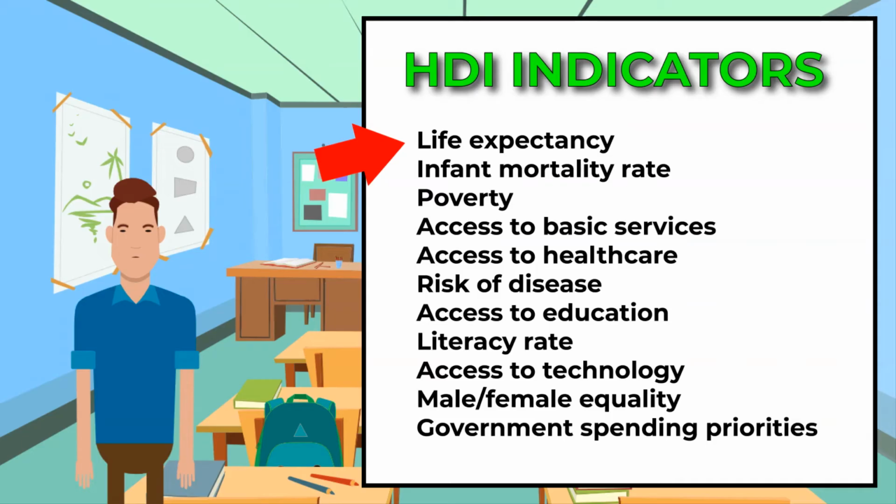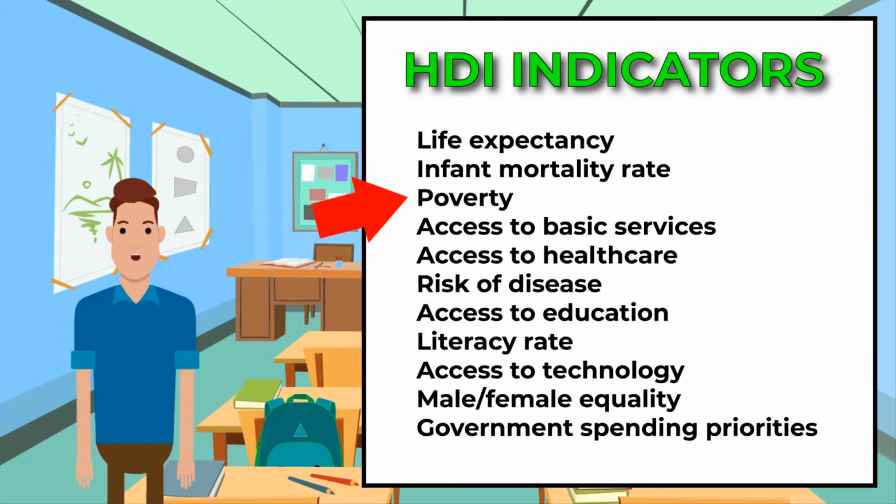Life expectancy, the average age to which a person lives. For example, this is 79 in the UK and 48 in Kenya. Infant mortality rate counts the number of babies, per 1,000 live births, who die under the age of 1. This is 5 in the UK and 61 in Kenya.